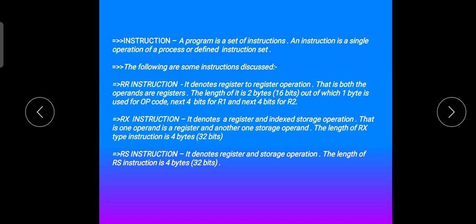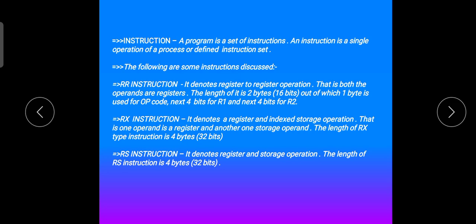The length of it is 2 bytes or 16 bits, out of which 1 byte is used for opcode, next 4 bits for R1 and next 4 bits for R2. And the second one is RX instruction. It denotes a register and indexed storage operation, that is, one operand is a register and the other is a storage operand. The length of RX type instruction is 4 bytes or 32 bits.